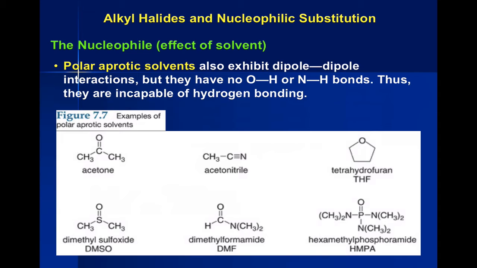Well, polar because you've got a dipole, obviously, but no NH or OH bonds. Okay, so these can't hydrogen bond. So if my nucleophile is a halogen, how much solvent is going to be around it? It can't form hydrogen bonds, so very little.